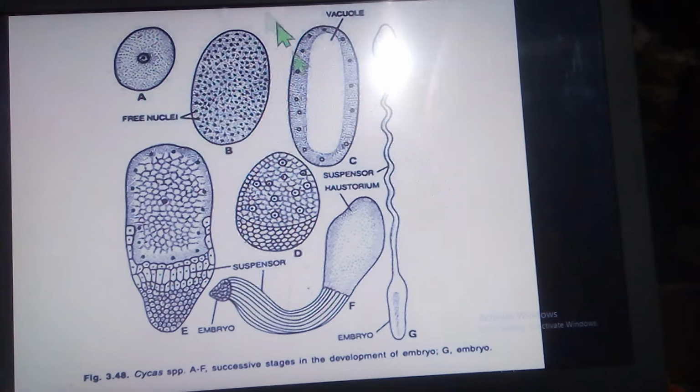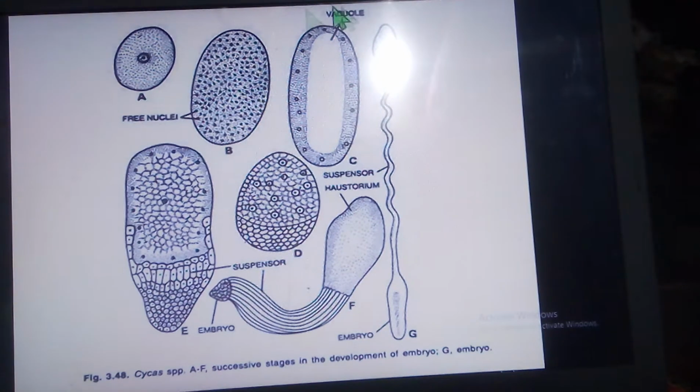64 to 256 nuclei. Now these nuclei, we can see here, are distributed in the cytoplasm. So what happens next? Simultaneously, a big vacuole appears in the center, and thus all the nuclei get pushed to the periphery. Due to the formation of a large central vacuole, these nuclei get pushed to the periphery.